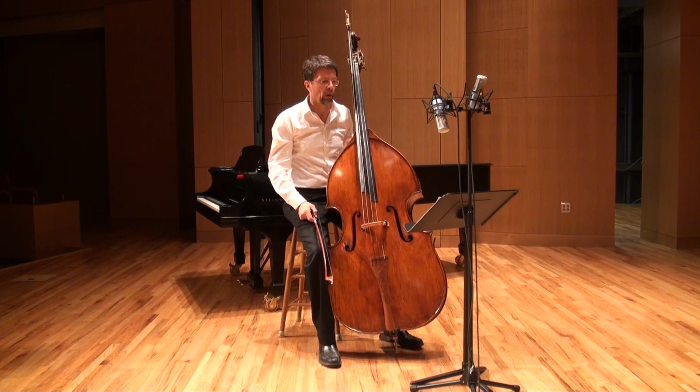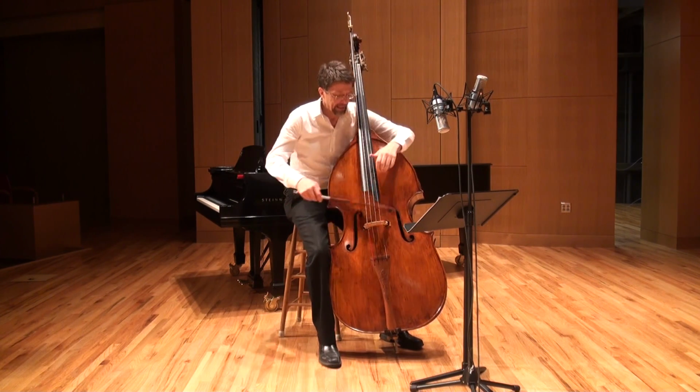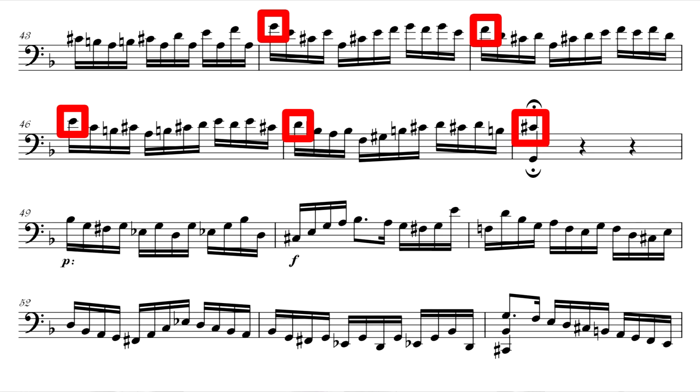Where are these important notes? So let me play this and you'll see. I'll play a bowing that helps bring out this first note of each bar. So I'll play the first note with a separate bow. It gives it an agogic accent as well as a bowing accent, and see how that leads us down the line.